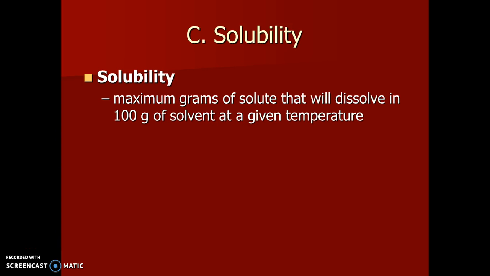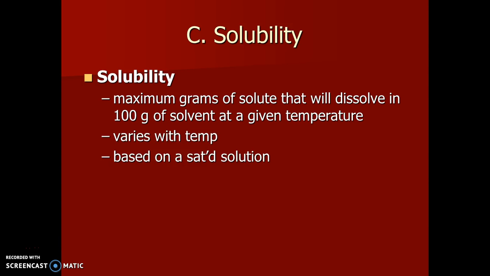The solubility of a substance is measured in how many grams of a solute we can dissolve in 100 grams of solvent at a given temperature. The temperature is going to dictate the amount of solubility. It varies with temperature, and it's based on a saturated solution.